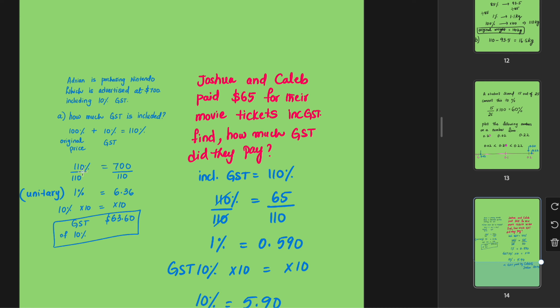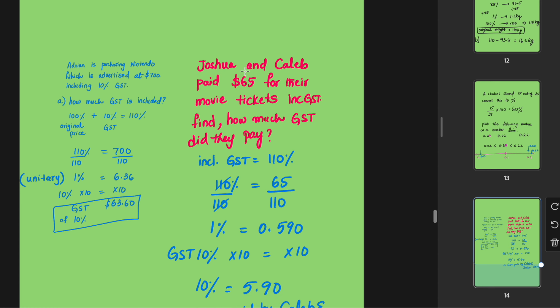I hope this made sense, right? So once you get 1%, you can times it with any number to get that percent of the value. So that's why I like this unitary method to figure out the percentages.